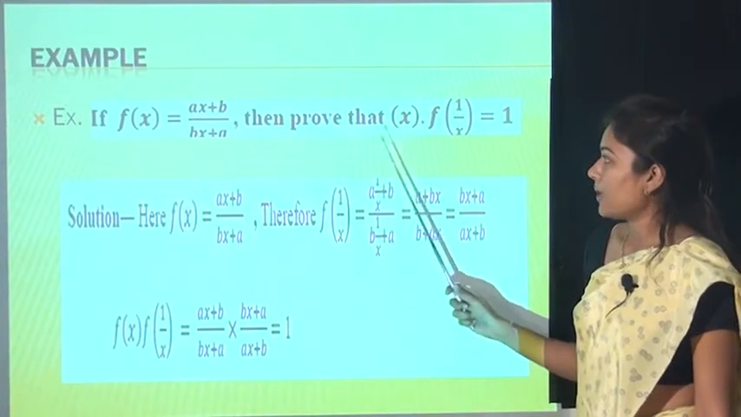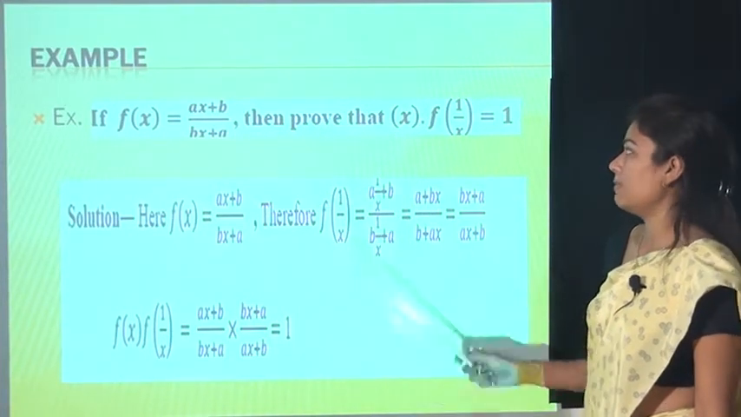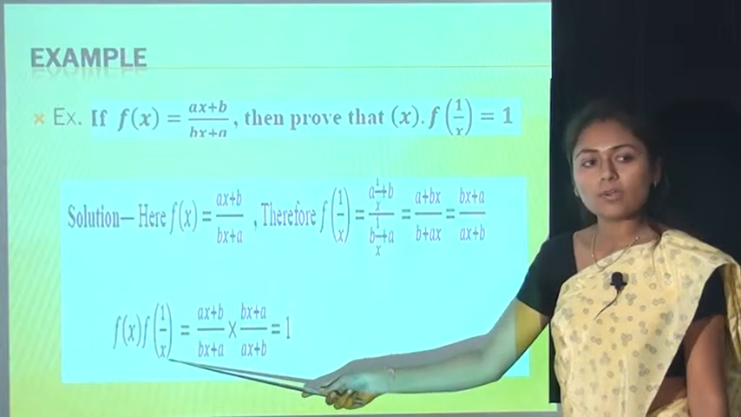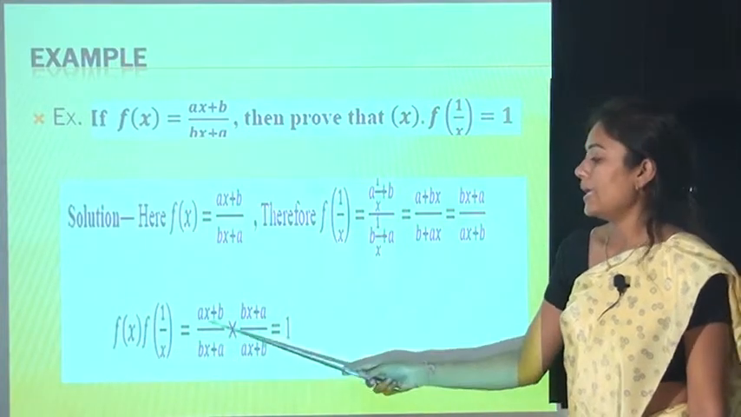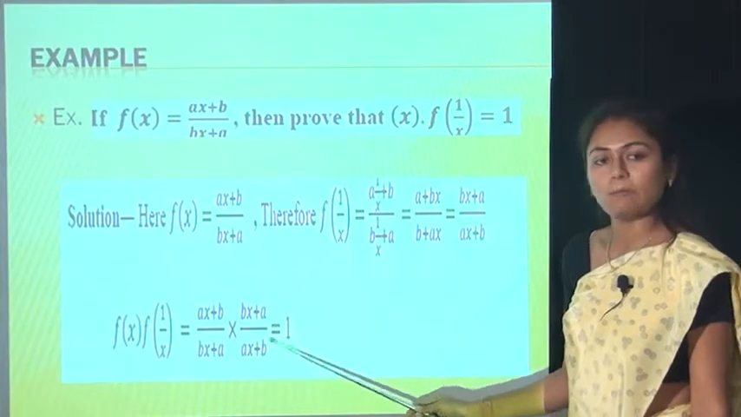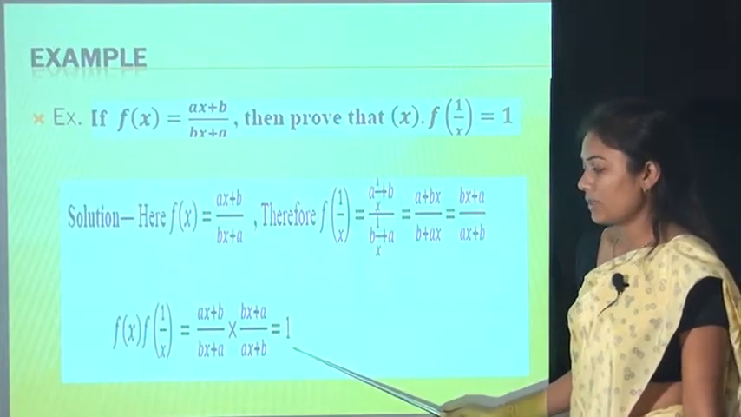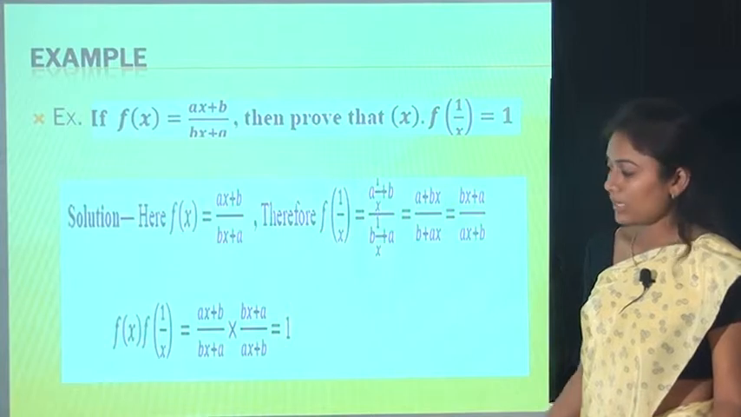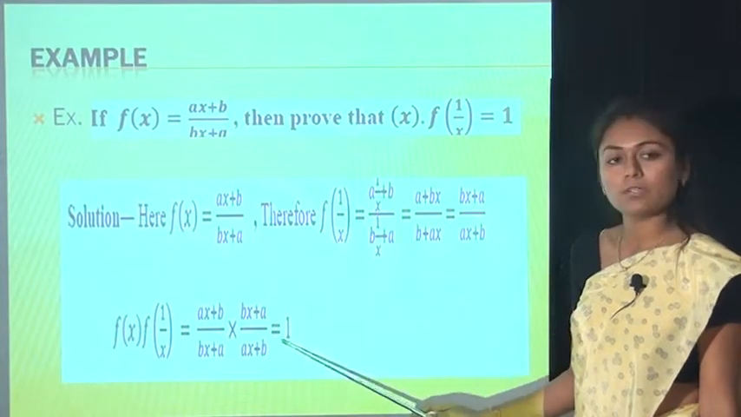Now we have to find the value of f of x into f of 1 by x. That means f of x into f of 1 by x becomes ax plus b upon bx plus a into bx plus a upon ax plus b. It is equal to 1. Here both cancel out and you get the value 1.